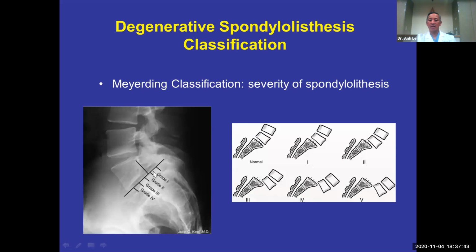Basically the grading of the slippage is based on the excursion of the vertebral body on top of the bottom one. 0 to 25% is grade 1. Grade 2 is 25 to 50%. Grade 3 is 50 to 75. Grade 4 is 75 to 100. And spondyloptosis is grade 5, where the entire thing just falls off. We don't see these high-grade slips in degenerative disease in adults. Most likely grade 1 or grade 2 at the most. The higher grade spondylolisthesis are seen in congenital situations in pediatric patients.